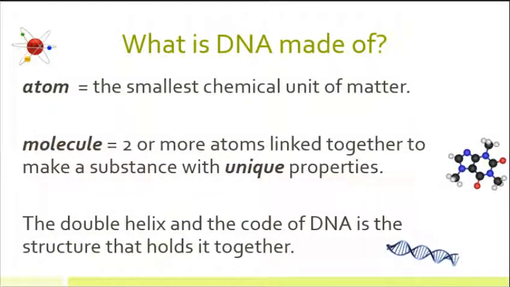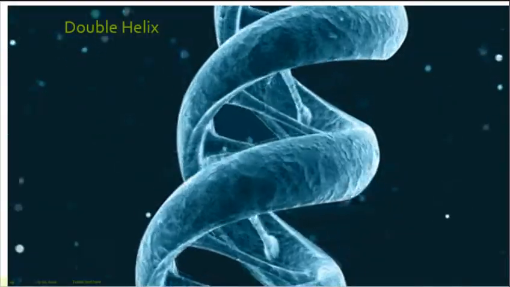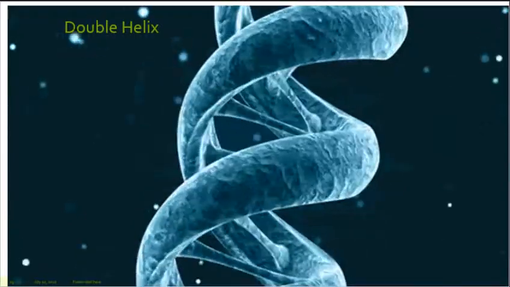All right, so what is DNA made of? Well, remember, atoms are the smallest unit of matter. We know that, right? A molecule is 2 or more atoms linked together to make a substance with unique properties. And we put all those together in a certain order. We have our DNA, and then we form our double helix. And the code of the DNA is the structure holding everything together. It's in the double helix right there. So here's our double helix. So it looks a little bit like a twisted ladder, right?